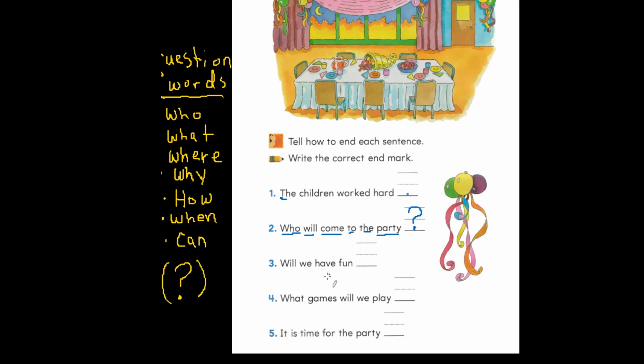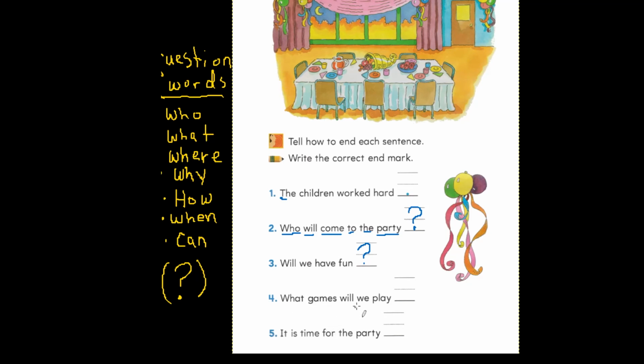Will we have fun? Let's see. Well, will we have fun? Now, it's not on here, but that is a question. They're asking if they're going to have fun. So this is actually, here we are, a question. Will we have fun?